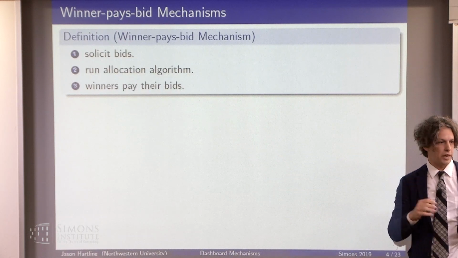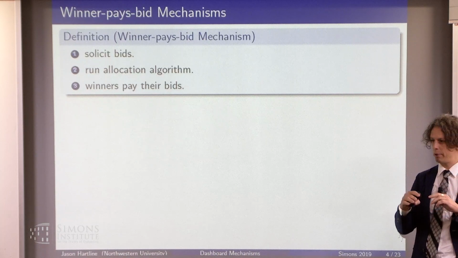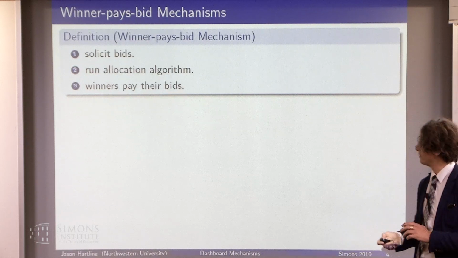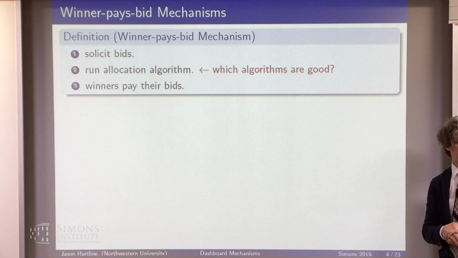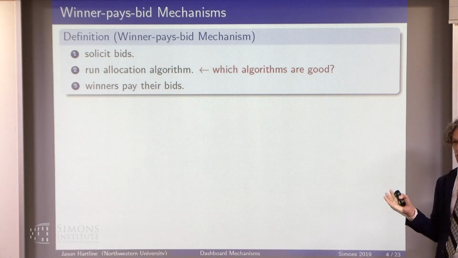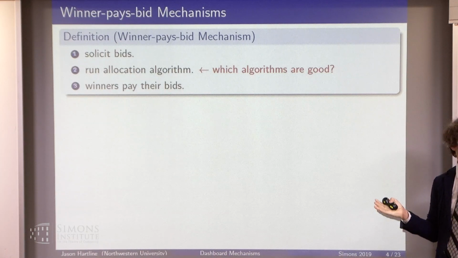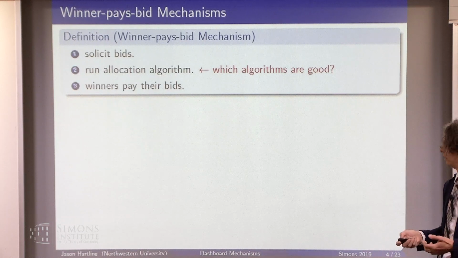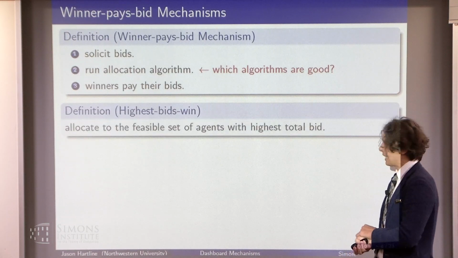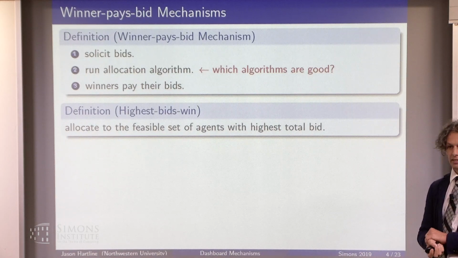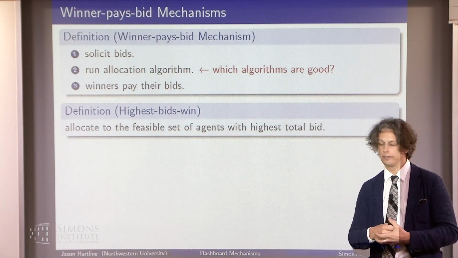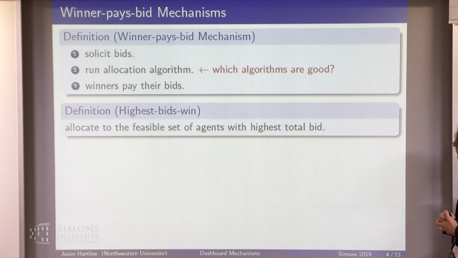Okay, so in these winner pays bid format mechanisms, there's only one place where you, as an optimizer, get to change things, and that is in step 2. In step 2, you can decide to map bids to who wins however you wish. And the question is, what are good ways of mapping bids to who wins? A very classic way is the highest bid wins mechanism, or for a single item, the first price auction, but you could imagine this more generally: allocate to the feasible set of agents to maximize the highest total bid.